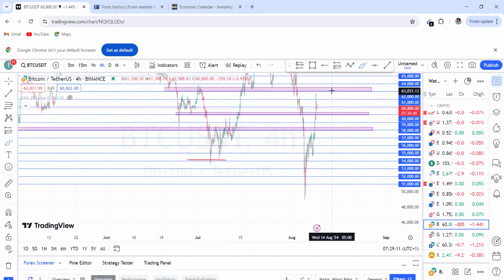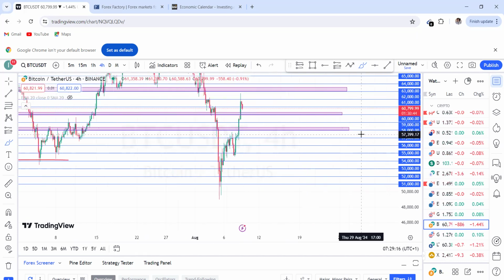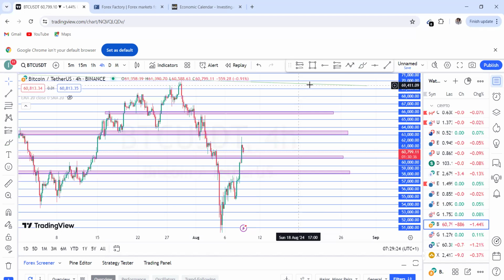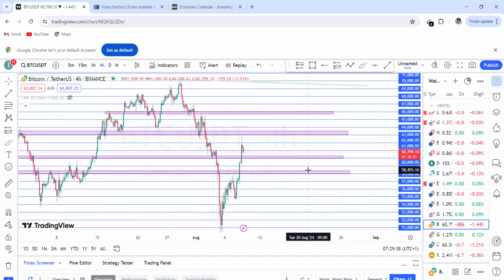The most probable thing I'm seeing Bitcoin do at this point is to touch 63,000, then make some movement here, and then we begin to get it again down to 40,000 or 45,000. So that is my bias on Bitcoin and Forex pairs for today.